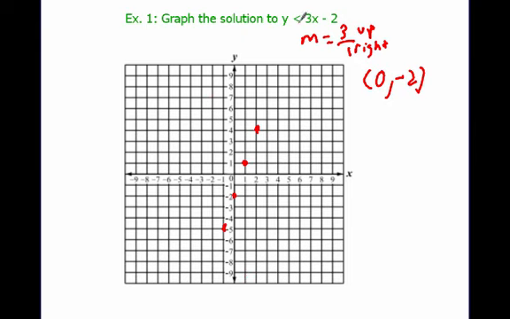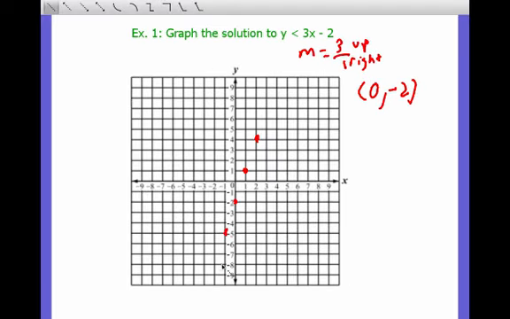All right, and now I need to look and see if the points that are on the line are part of the solution. Because this is a less than symbol and not a less than or equal to symbol, I know that none of these points are in the solution, which means that this is going to be a dashed line. So I'm going to make a dashed line that goes through all of these points, and that is the line for my inequality.